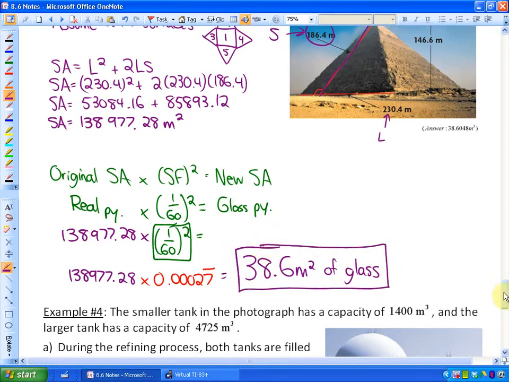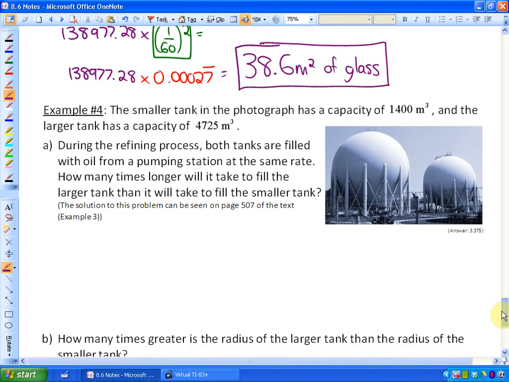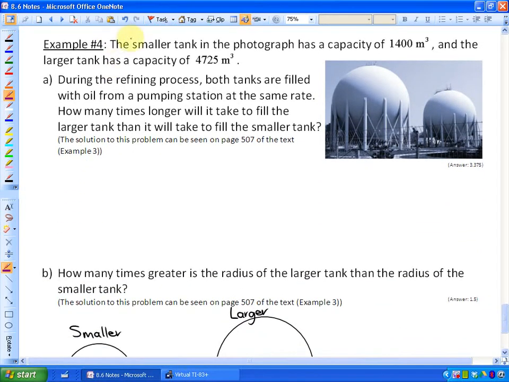And the final example is example 4. The smaller tank in the photograph, this smaller tank here, has a capacity of 1,400 meters cubed, and the larger tank has a capacity of 4,725 meters cubed. So those are volumes. During the refining process, both tanks are filled with oil from a pumping station at the same rate. How many times longer will it take to fill the larger tank than it will take to fill the smaller tank? So how many times longer will it take to fill 4,725 meters cubed than 1,400 meters cubed?